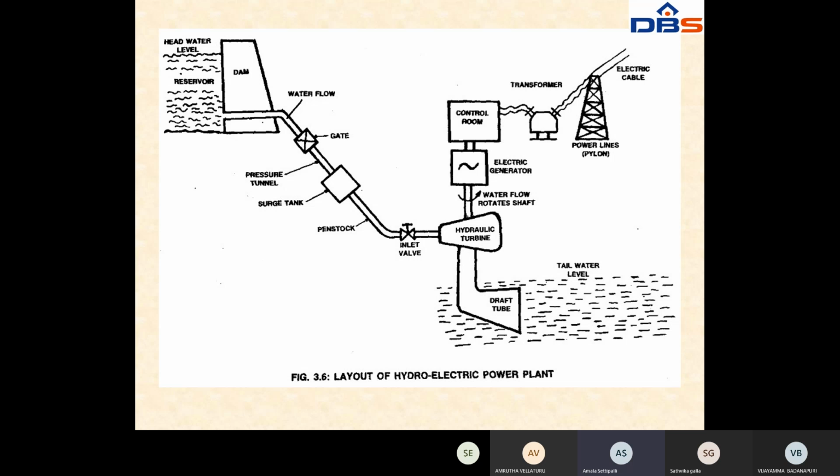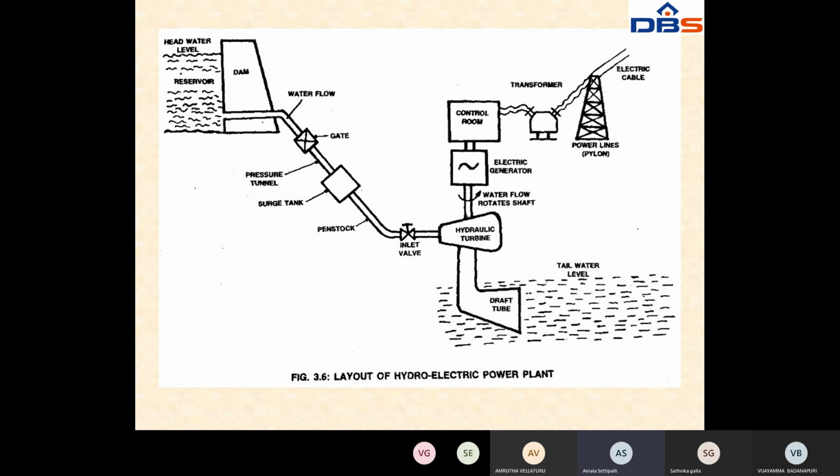At that time, see here, the generator is connected to the turbine. Whenever the turbine blades are rotated, it is converted into mechanical energy. That mechanical energy is given to the electrical generator. The generator converts the mechanical energy into electrical energy. Control room, transformer, these are all related to the power supply, that means the power transmission. Finally, at the generator you get the electrical energy. I already said that.